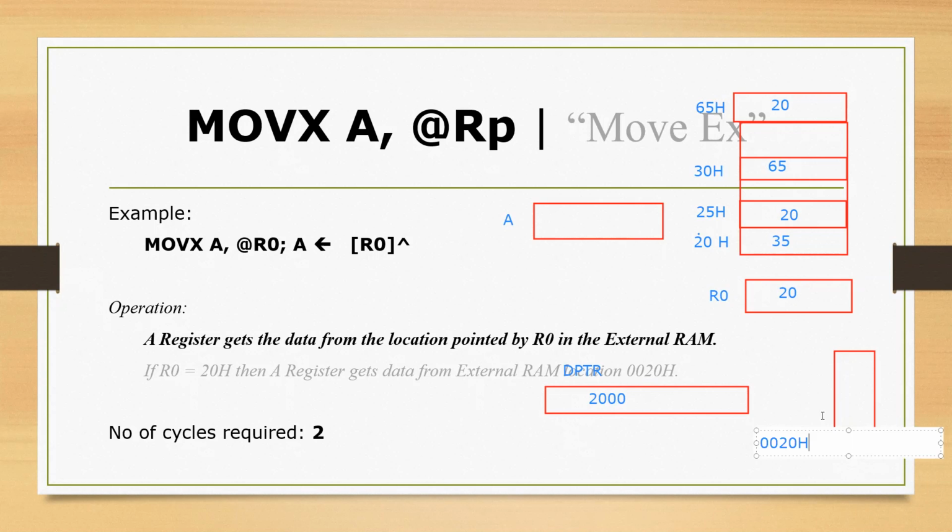So the content of the location 0020 hex in the external RAM, that is 25, will be copied to the accumulator register. That is, the A register is the destination. The A register will get the content of the memory location pointed to by R0 in the external RAM. So this is the external RAM.